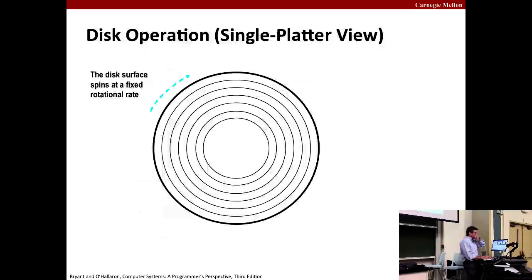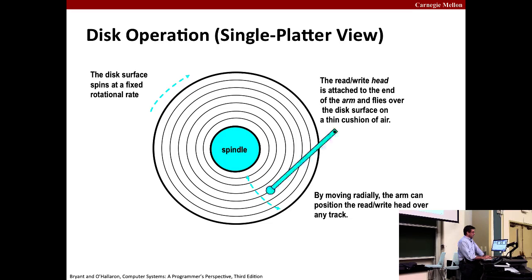Now let's look at how disks work. These surfaces are spinning at a fixed rotational rate. A typical rate, maybe 7,200 RPM, is a fairly common rotational rate. So the disk is spinning around. You can see this. I'm pretty proud of that. It's spinning around counterclockwise. And then the arm moves radially. Here we go.